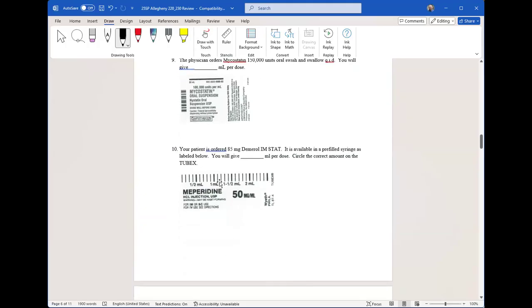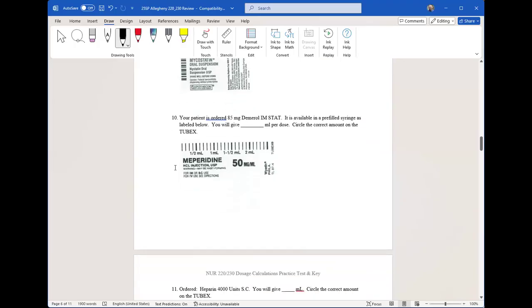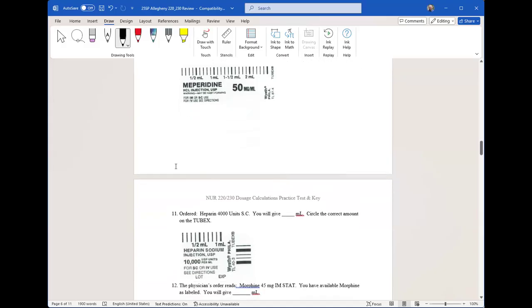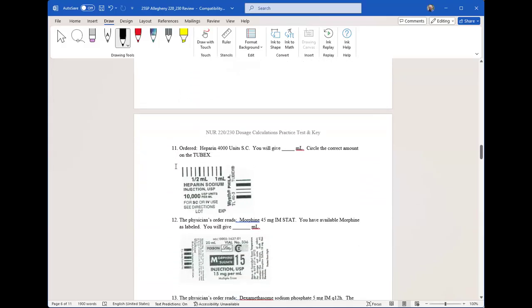Remember, if you're answering a TubeX question and it's a paper test, or even if it's a Blackboard test and they ask you to drop a point on your answer, just make sure you mark the TubeX or mark the syringe or whatever they ask you to mark.